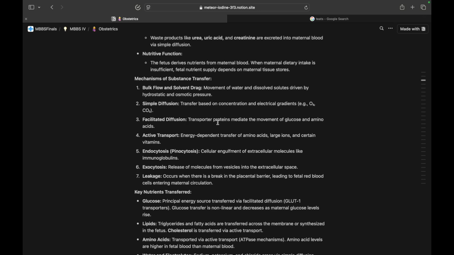So, whenever it is against the gradient, what do we need? We need energy. And which are the substrates? Amino acids, large ions and certain vitamins.